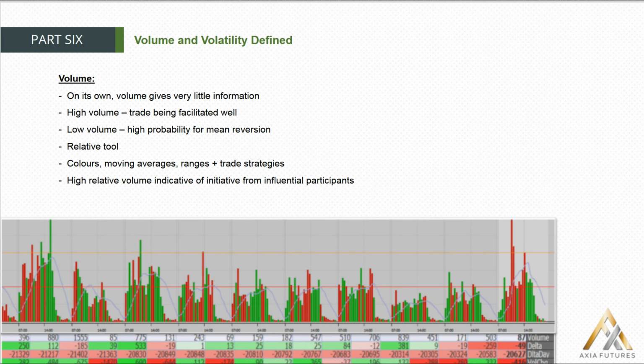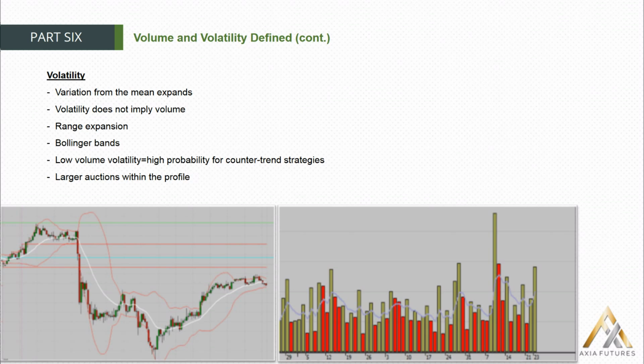Let's now have a look at what we mean by volatility. One of the most common misconceptions when it comes to volatility is that a lot of people assume volatility means that we have a pickup in volume, and this is not quite true. Volatility is merely when the variation from the mean expands. The best example to use, as we can see in the first picture there, is the Bollinger Bands. Bollinger Bands show us when there's a pickup in volatility or a variance around the current mean.